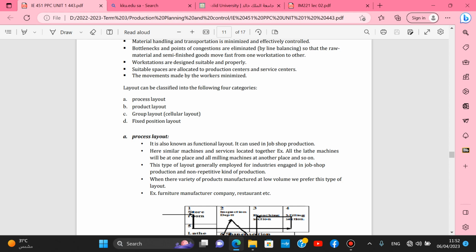This type of layout generally employed for industries engaged in job shop. نستعملوها الأغلبية في job shop production and non-repetitive kind of production. يعني البرودكشن اللي ما تعتمد على repetitive operations زي الماس ولا الفلو برودكشن، معتمدة على repetitive operations. إذا ما نستعمل البروسيس layout. When there variety of products manufacturing at low volume we prefer this type of layout. هذاك علاش احنا نستعملوها في الجوب شوب. Example: furniture manufacturer company, restaurant, etc.